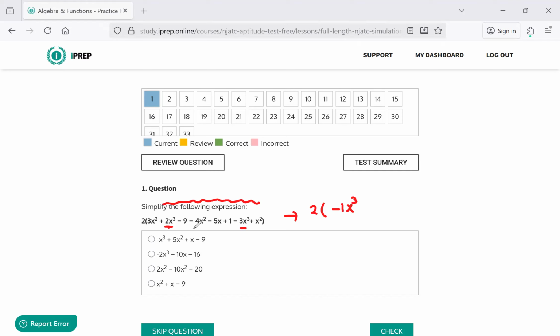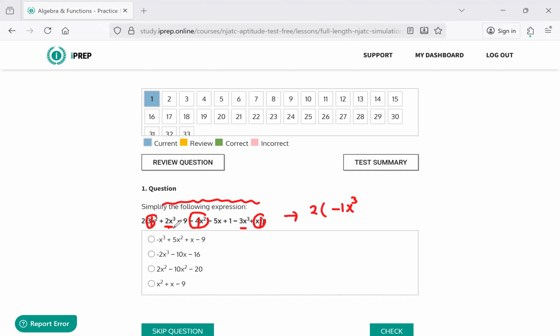Now, what about the x squares? You can box or circle them. You have a 3x squared here, a negative 4x squared there, and a positive x squared there. So what is 3 minus 4 plus 1? 3 minus 4 is negative 1, plus 1, that cancels, right? There are no more x squares. So all the x squares cancel.